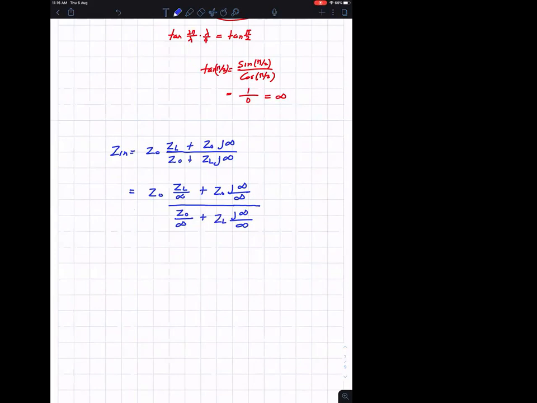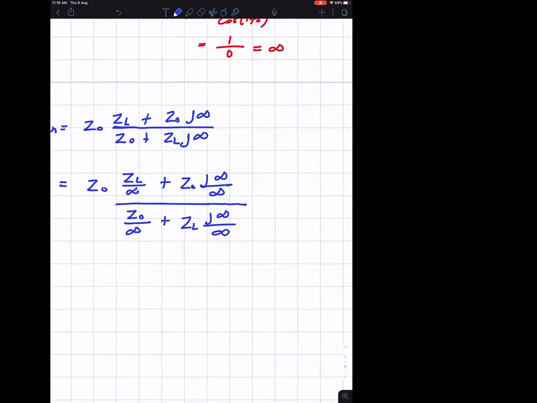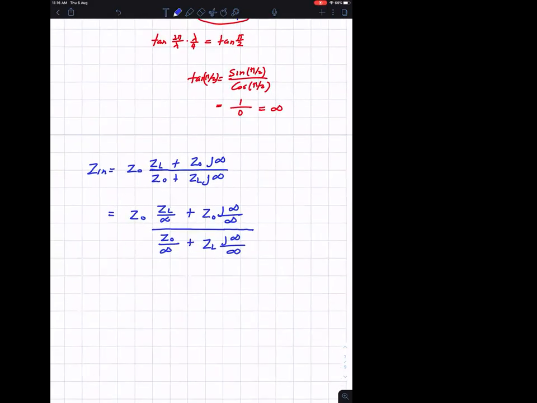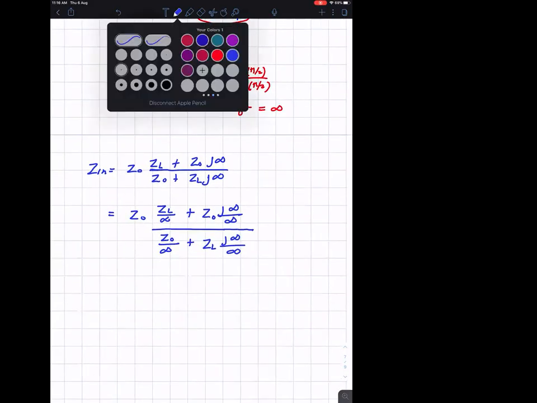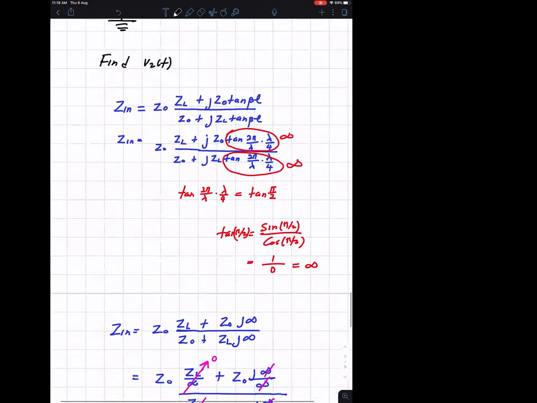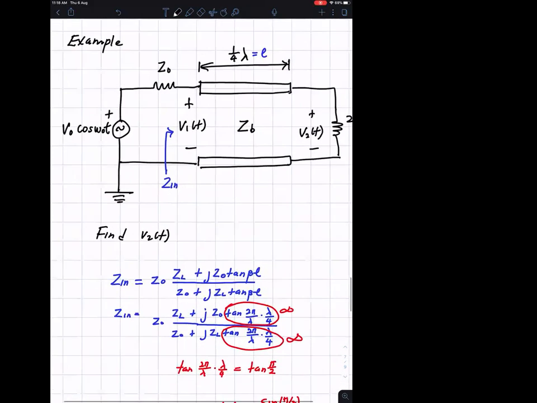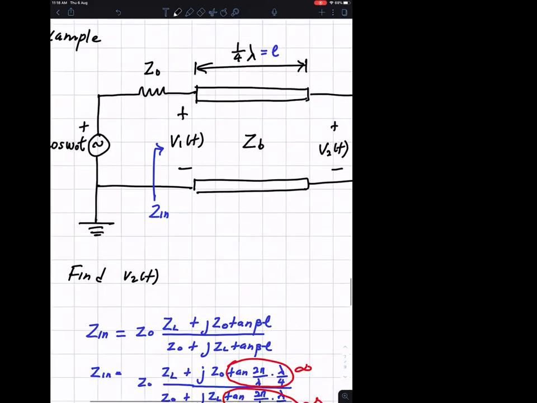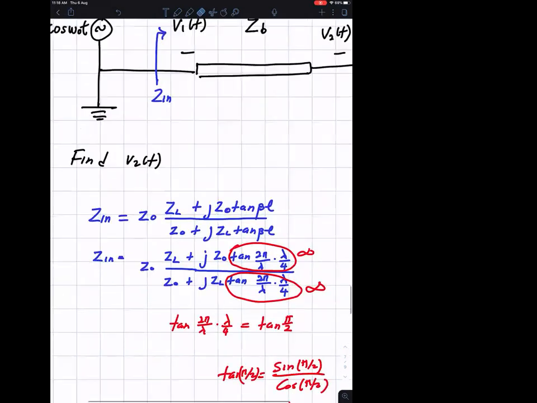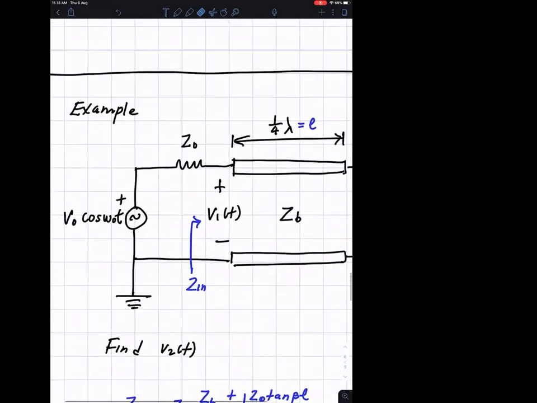Okay, agree or disagree? Anybody? Algebraically it is correct. If you divide something by infinity, the numerator, you also must divide that. I'm using ZB for Z naught. So I need to change all this to ZB, because Z naught is already taken here.